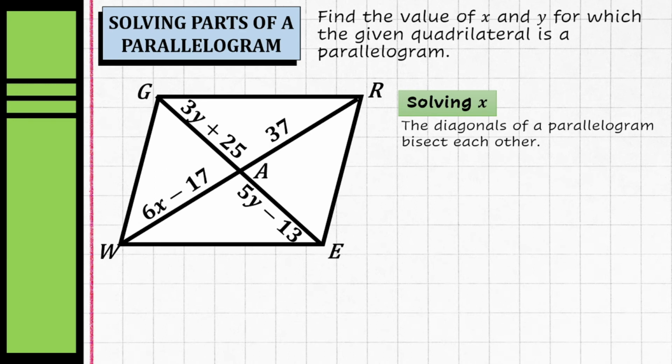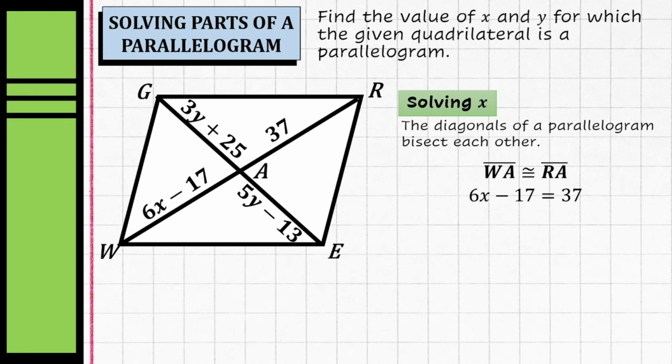Therefore, our diagonal will be divided into two congruent parts. So we can say that segment WA is congruent to segment RA. Now, using this information or property, we can substitute the given values of segment WA and segment RA. By substituting, we will have 6x minus 17 is equal to 37.